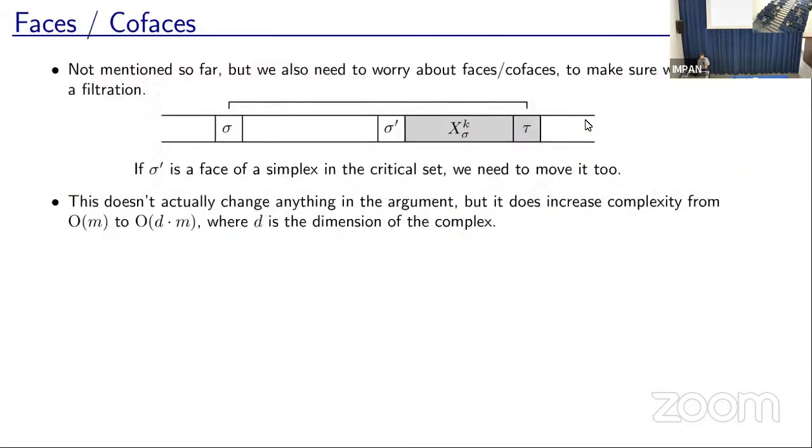Except there's one more thing to worry about, namely these faces and co-faces, which I haven't said anything about. Because if you're moving simplex tau or the critical set to the left, then in order to maintain a filtration, you have to take into account all of the faces. If you're moving down, the faces have to come before the co-faces, and so you cannot transpose; you cannot move a simplex before its face. So you have to identify all the faces or co-faces. You could do this in time O of DM, where M is the number of simplices in your critical set.